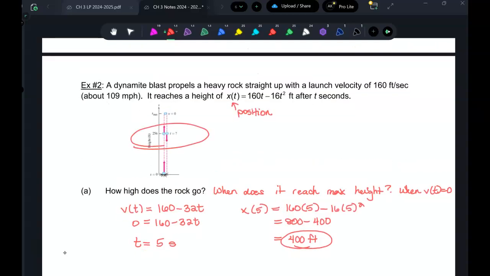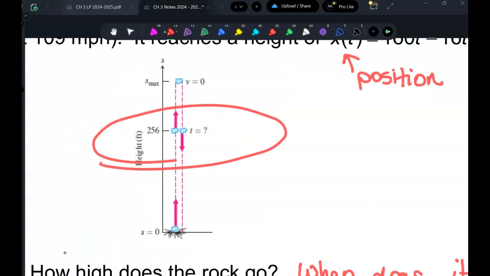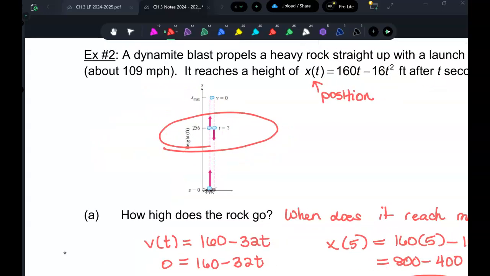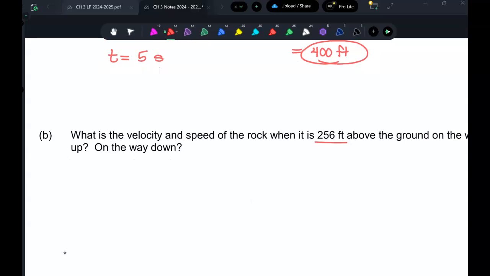So here, look at our little picture, I know that's really small. On the way up, it's going to have positive velocity, negative acceleration. So positive velocity here, coming back down, is going to have a negative velocity. However, the speed's going to just be positive. So first thing I want to do, it says specifically when it is 256 feet above the ground.